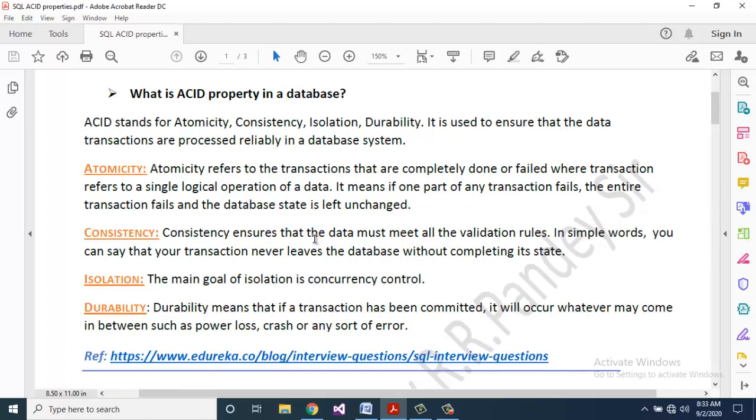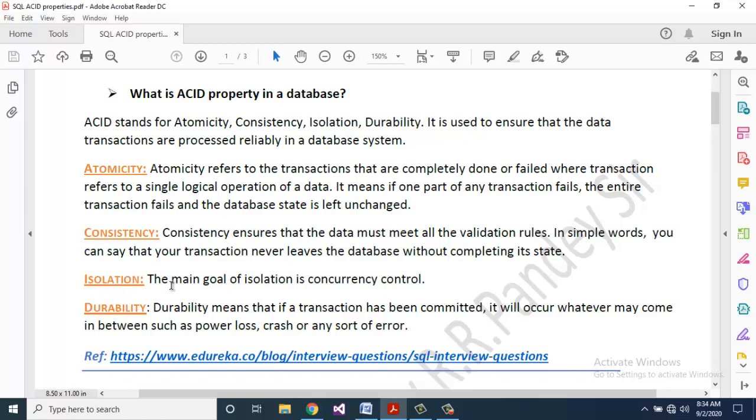Consistency ensures that the data must meet all the validation rules. In simple words, you can say that your transaction never leaves the database without completing its state.